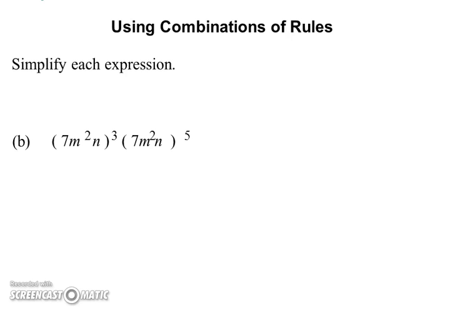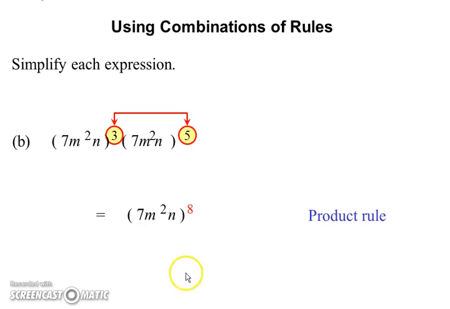The key here is to recognize that the terms in the parentheses are both the same. So what we have is the same base, and the base is 7m squared n. So remember, when we multiply two terms with the same base, what can we do? Well, we can apply the product rule and just add the exponents. So what we can do is look at this problem and say the exponents are 3 and 5, add the exponents, and it becomes a new exponent of 8.